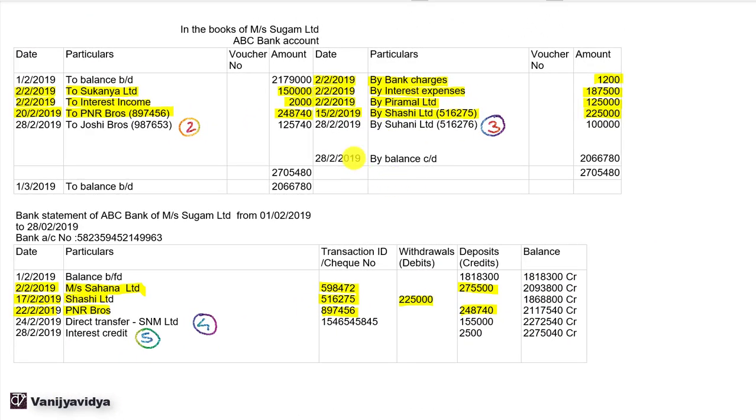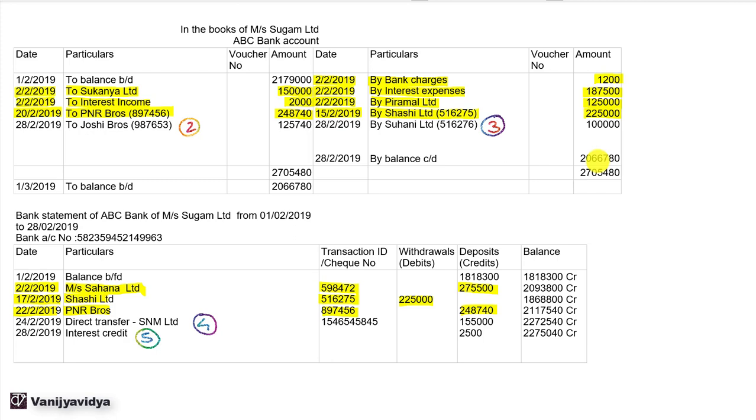Now this is the bank account as per books. So 20th Feb 2019, by balance carried down 20,66,780. So this is the same as we have derived in the bank reconciliation statement as on 20th Feb 2019. So this is one way to cross-check if our bank reconciliation statement is correct.